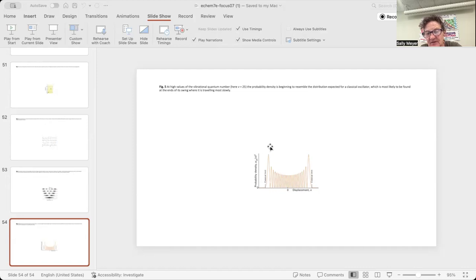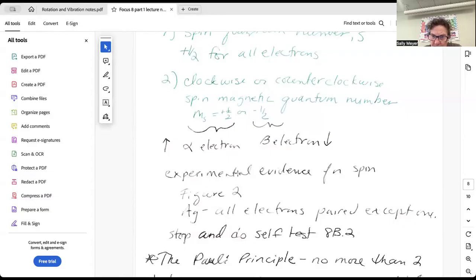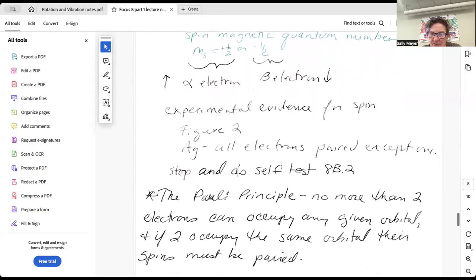This is what it would look like if it was classical, B. But A is what the experiments actually showed, that you could split those silver atoms into 2 groups. One where that unpaired electron is spinning in one direction and one where it's spinning in the opposite direction. So there's experimental evidence for this property of spin, which comes out of relativistic quantum mechanics. Okay, go back here. So stop and do self-test 8B.2.